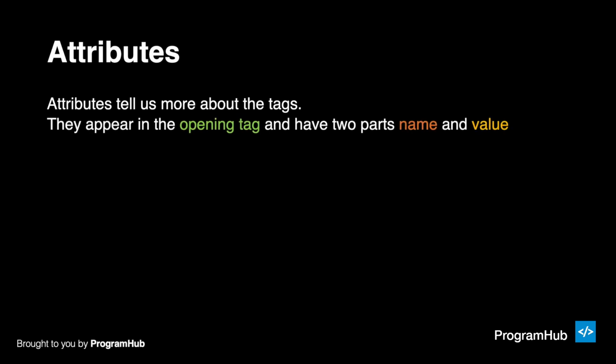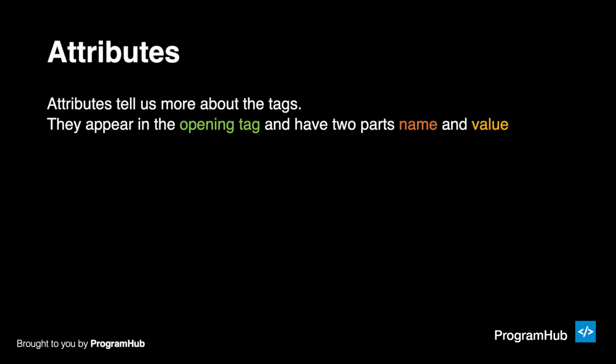So what are attributes? Attributes tell us more about the tags. These are the properties that tell us something more about the tags. They appear in the opening tag and have two parts, namely name and value. So these are the two parts of an attribute, name and value. Now, how do they appear in a tag?